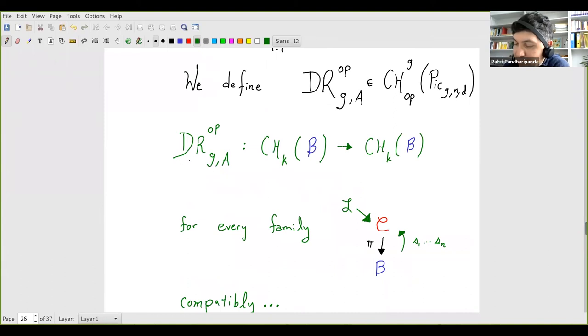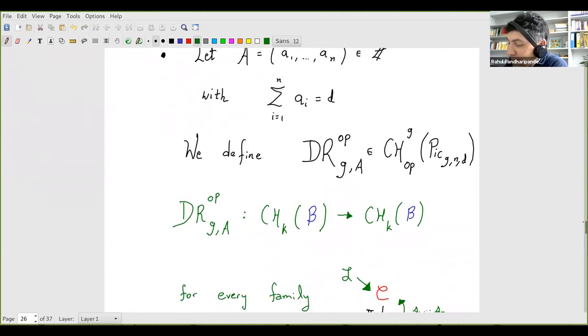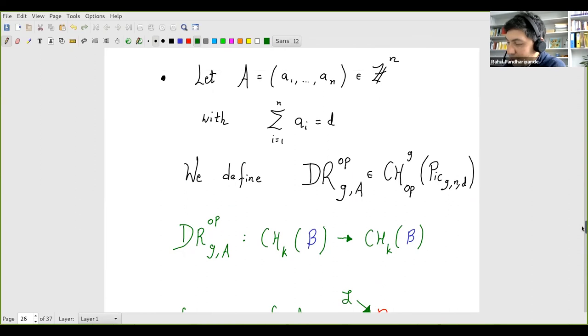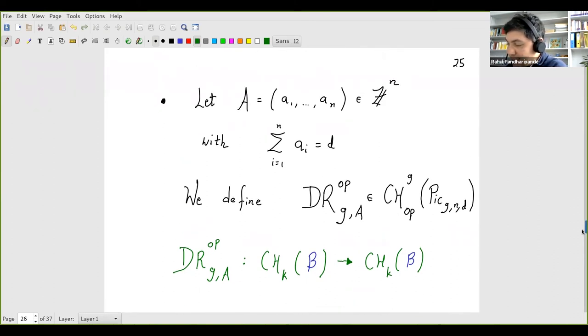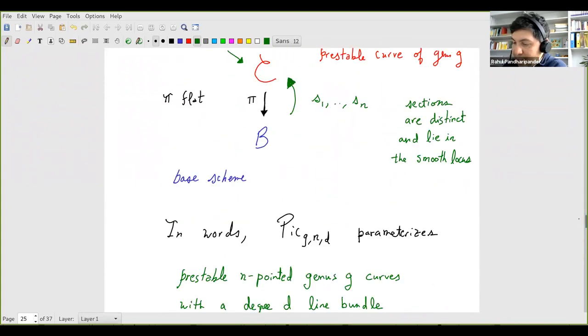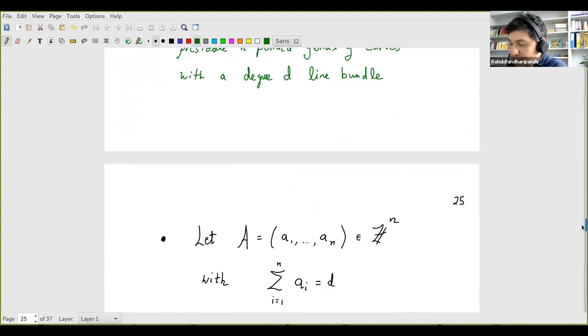So I want to define an operator. In some sense, what I'd like to define is a cohomology class on this Picard stack. And there are different ways to think about it. Andrew Kresch has a theory, but that theory is a bit highbrow for us. We don't know how to prove theorems in that theory. So we use a slightly more pedestrian version, and that's to say: what is an operational Chow class on this Picard stack? It's a class that whenever I have a family, it operates on the Chow groups of the base.